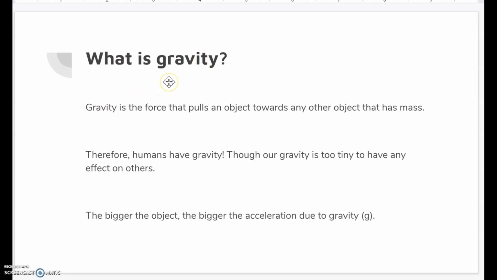So what is gravity? Gravity is a force that pulls an object towards any other object that has mass. Therefore, humans have gravity, though our gravity is too tiny to have any effect on others. The bigger the object, the bigger the acceleration due to gravity, g.